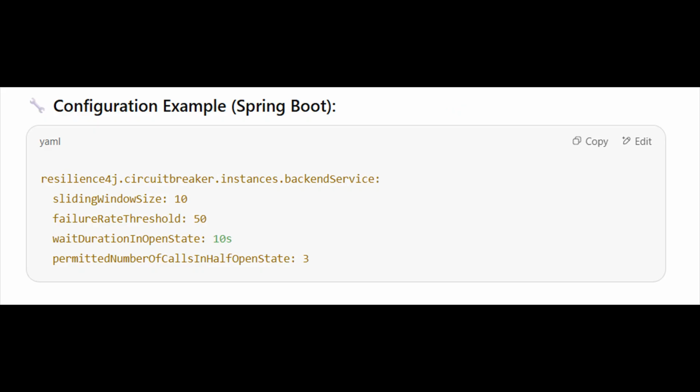Configuration example: Spring Boot, resilience4j.circuitbreaker.instances.backendService, slidingWindowSize 10, failureRateThreshold 50, waitDurationInOpenState 10s, permittedNumberOfCallsInHalfOpenState 3.